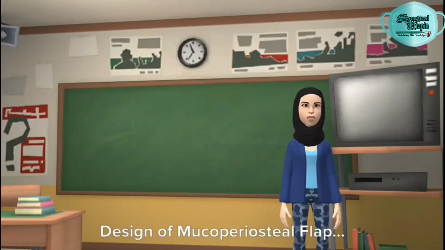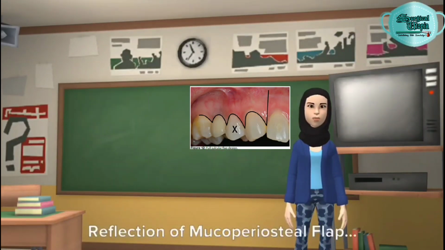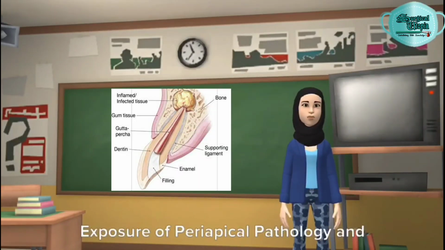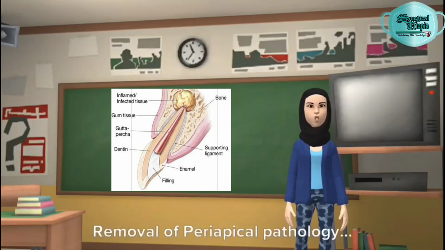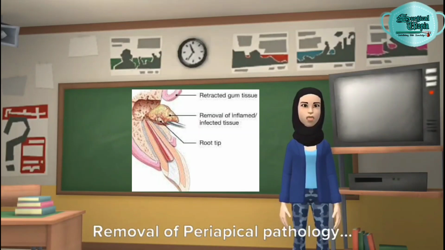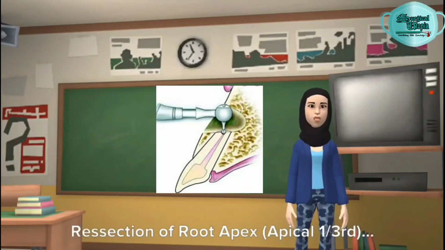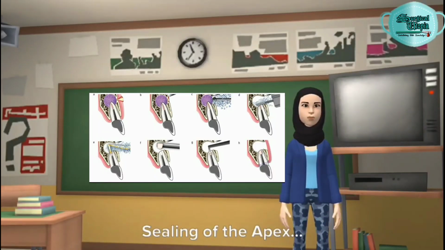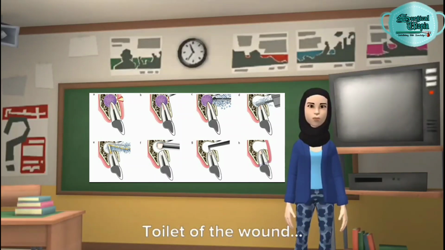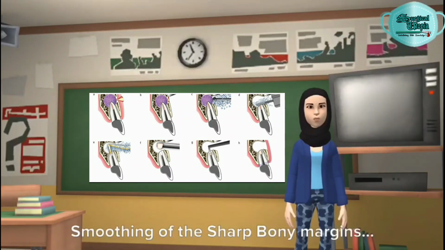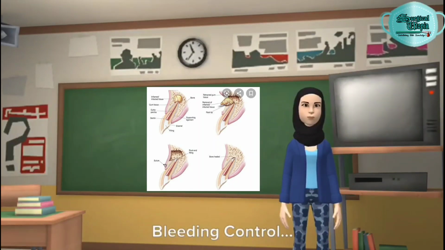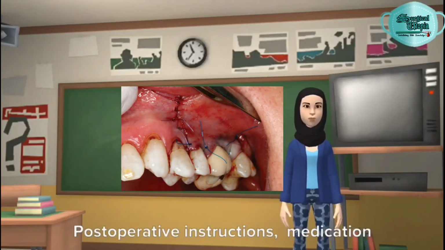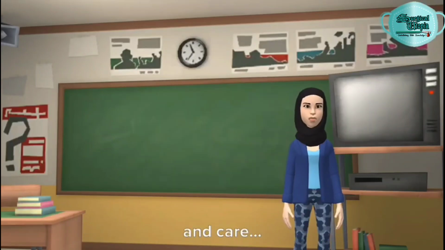1. Design of mucoperiosteal flap. 2. Reflection of mucoperiosteal flap. 3. Exposure of periapical pathology and root tip. 4. Removal of periapical pathology. 5. Resection of root apex, apical 1/3 of root. 6. Sealing of the apex. 7. Toilet of the wound. 8. Smoothing of the sharp bony margins. 9. Bleeding control. 10. Closure of the surgical wound, suturing. Postoperative instructions, medication and care.